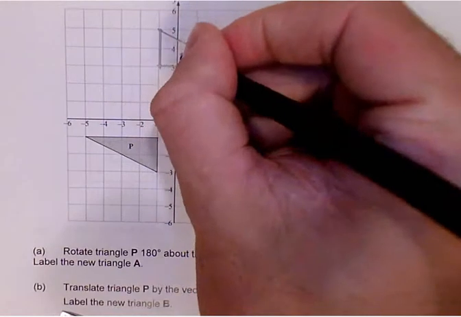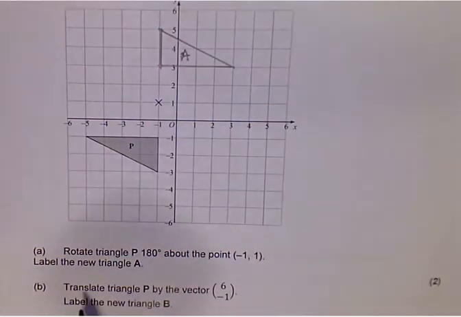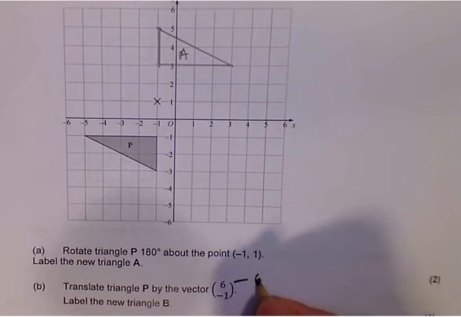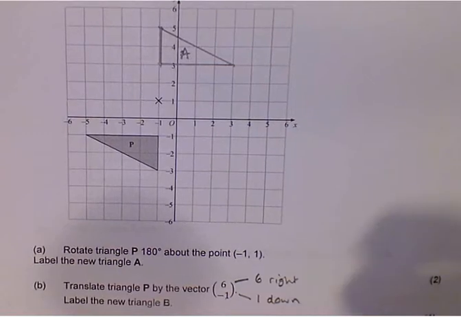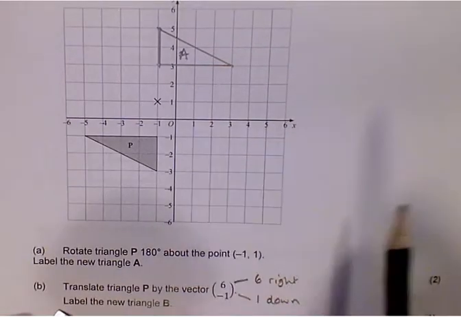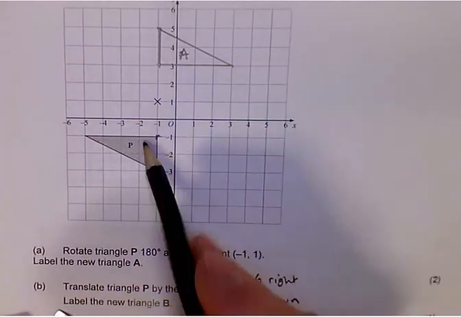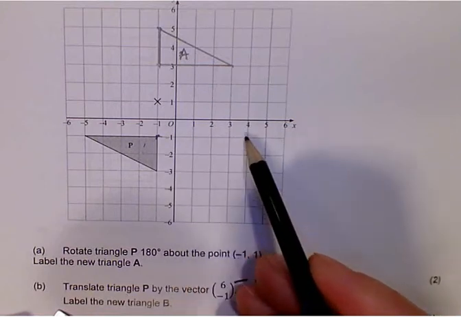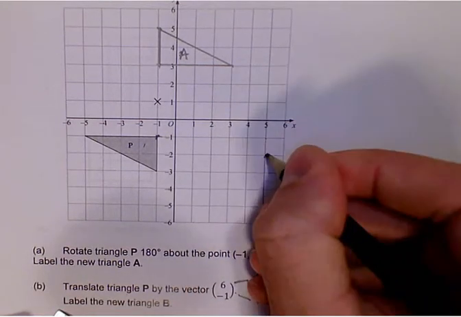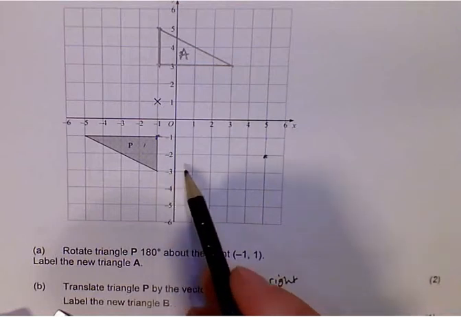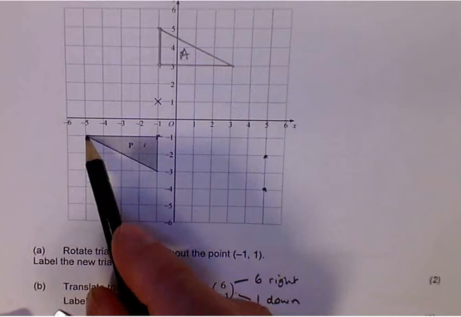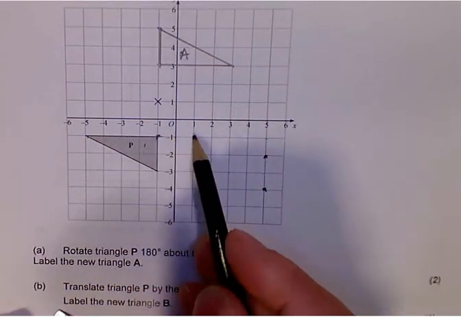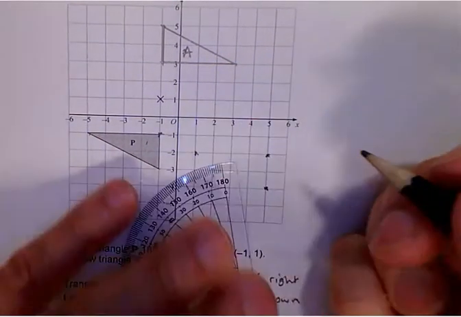And label it A. Second question says translate triangle P by the vector 6, minus 1. That means move it 6 right, 1 down. So I'll try it the other method this time. I'll pick this point. 6 right is 1, 2, 3, 4, 5, 6. 1 down is there. Do this one. 1, 2, 3, 4, 5, 6. 1 down. That one there. And this one. 1, 2, 3, 4, 5, 6. 1 down is there. There's my shape.